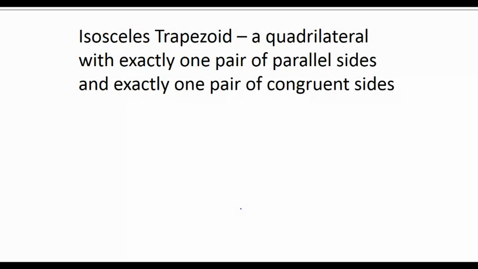So what's next? An isosceles trapezoid. An isosceles trapezoid is a quadrilateral with exactly 1 pair of parallel sides, which is the same definition you just had for a trapezoid, but it also has exactly 1 pair of congruent sides.